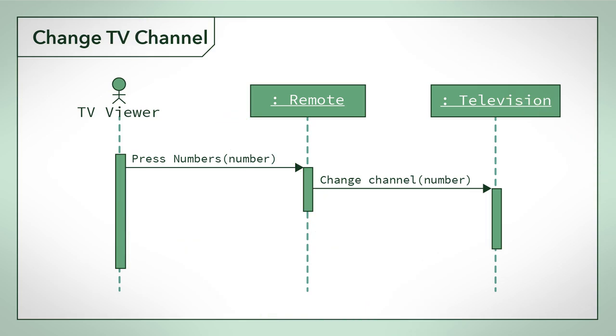Next, the television changes the channel, which the TV viewer can see on the TV screen. This is a returning of control. That means I'm going to denote this response using a dotted line arrow. I'm going to draw this arrow from the television object to the TV viewer.